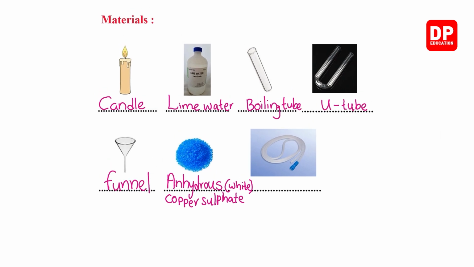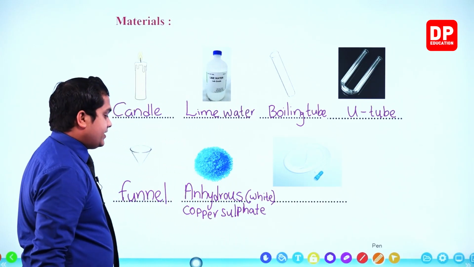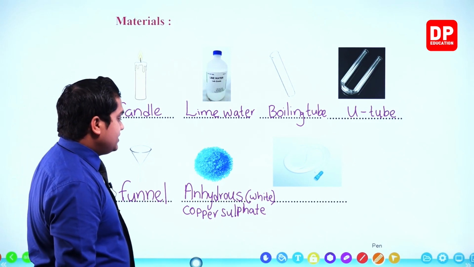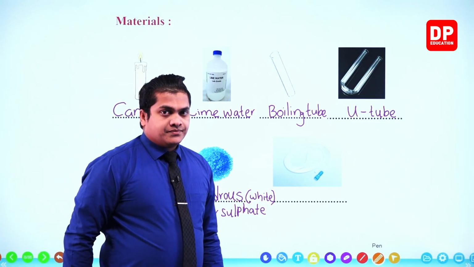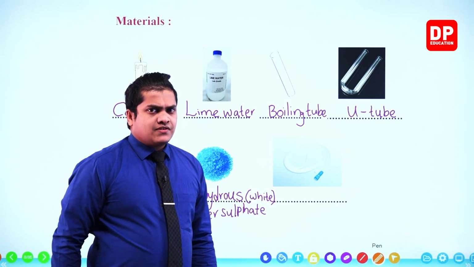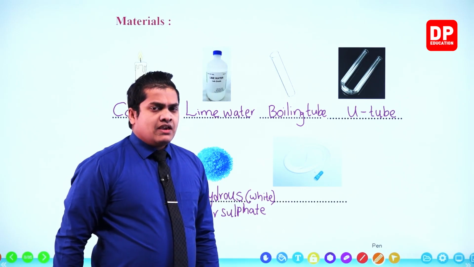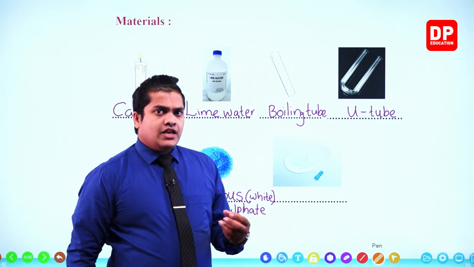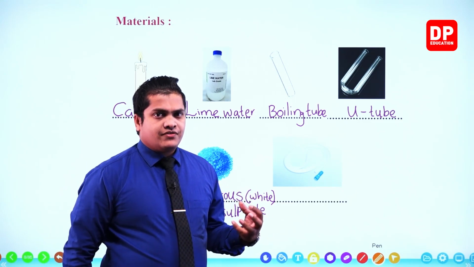Right. Anhydrous, that means white color copper sulfate. Anhydrous means it doesn't contain water. So what is the purpose of using anhydrous copper sulfate? We use anhydrous copper sulfate in order to observe the presence of water vapor.